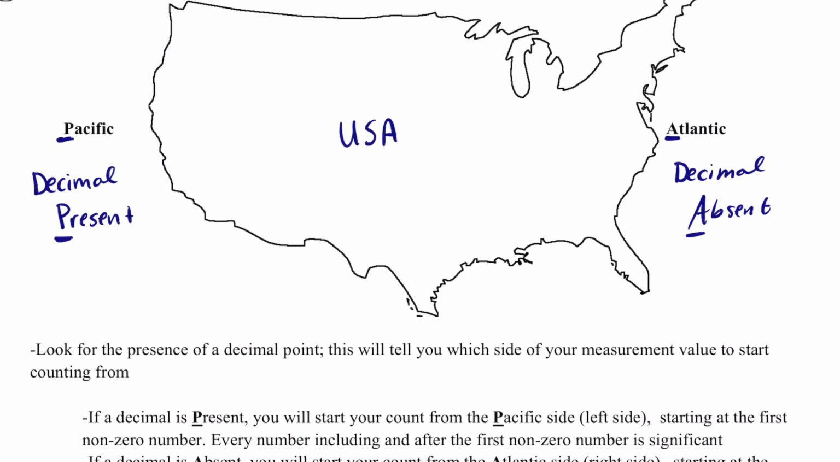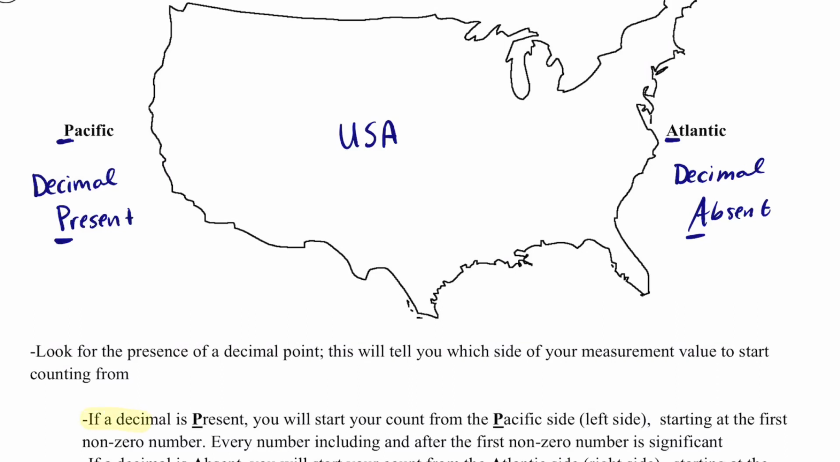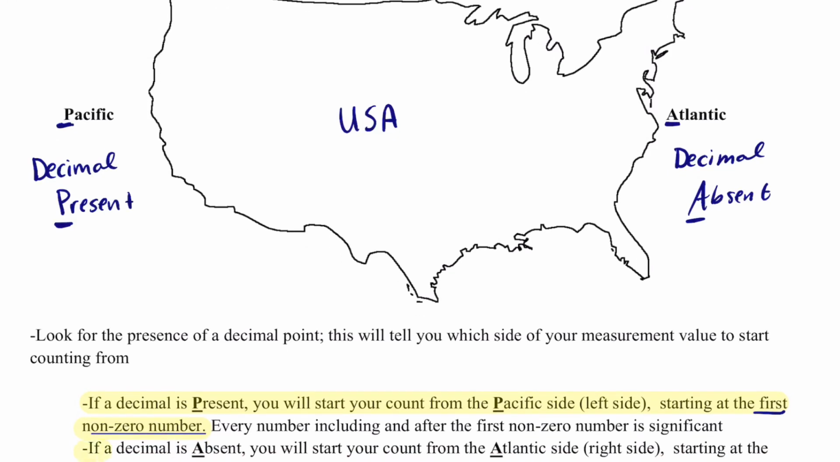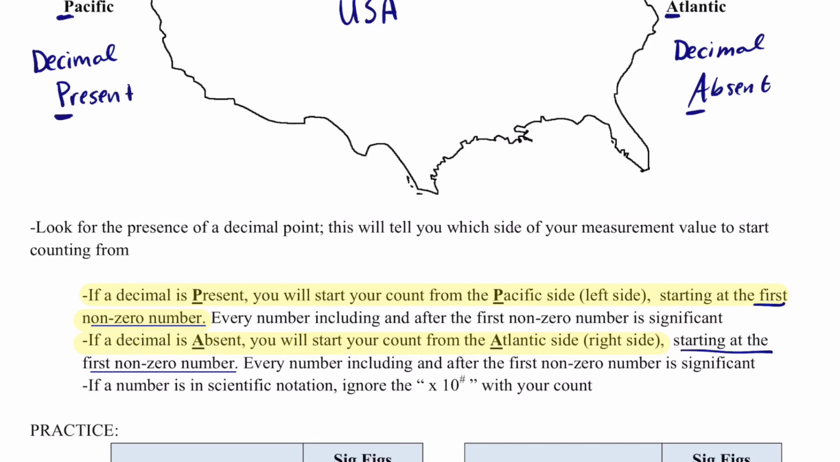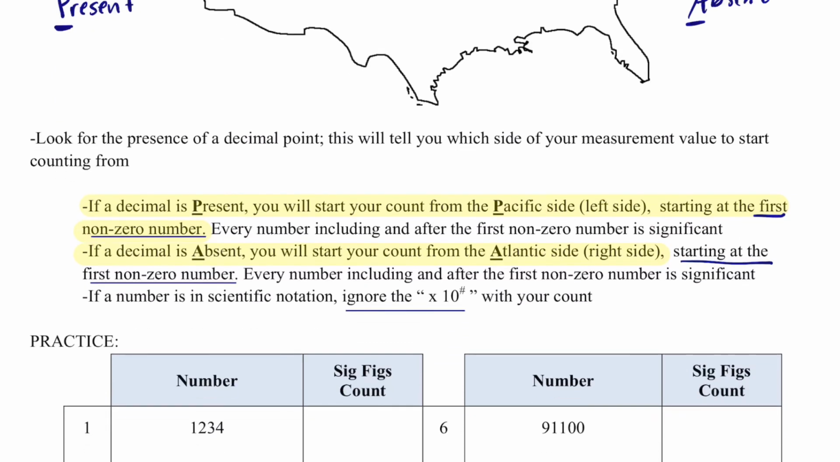And so what all this gets into is where a decimal place is. How these rules work is that if a decimal is present, you will start counting from the Pacific side, starting with the first non-zero number. You're always going to start with the first non-zero number. If a decimal is absent, you will start from the Atlantic side, the absent side, at the first non-zero number. And if a number is in scientific notation, we'll just ignore the times 10 to whatever power. That's not really important with significant figures.